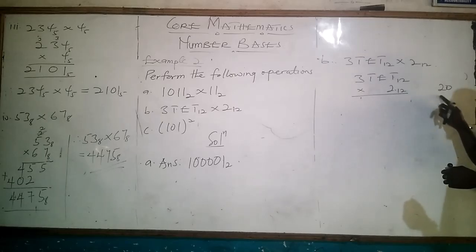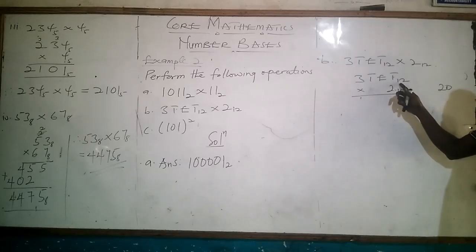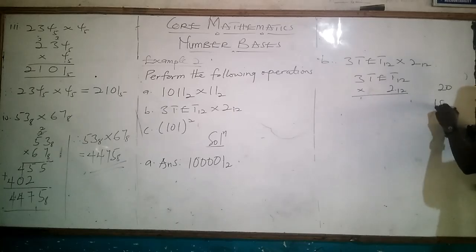So what do we do? It's in base 10. So what do we do? We convert it to base 12. So how many groups of 12 can we have here? That is 1. Then remember 8.